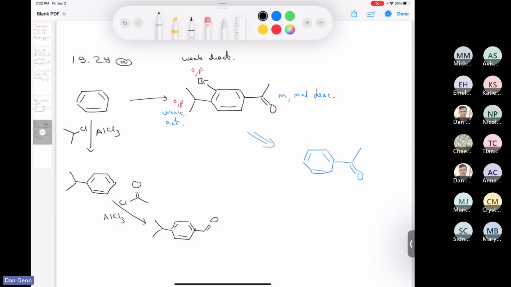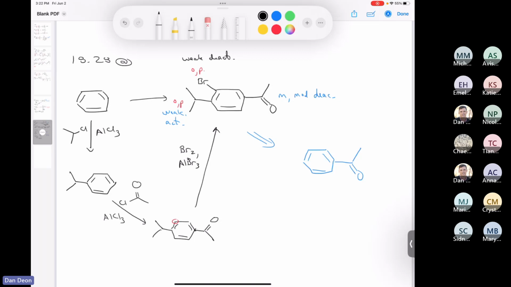We'll move on. And then to install the bromine, both of these are going to direct to this position. So we're just going to use bromine and iron(III) bromide, or you could use bromine and aluminum bromide. Either way, it doesn't matter. Let's pick aluminum bromide just for a change. And there you go. Like I said, we're going to come back and solve those other synthesis problems next class.